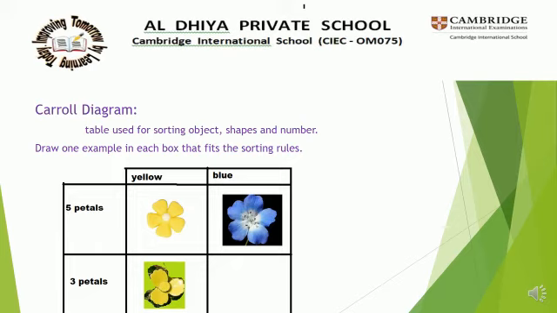Okay. On the next box, what you have to draw? Blue color flower with the 3 petals. So here 1, 2, 3. 3 petals with blue color. So this is the type of Carroll diagram to arrange the data. Carroll diagram is tables. Okay.